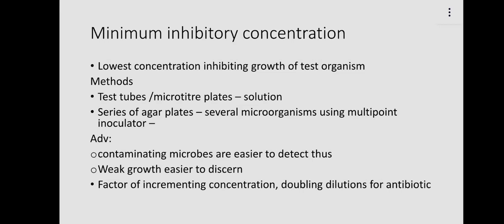Another practical aspect of carrying out the tests is that the subsequent concentrations are usually doubled. So that if you start with 1 microgram per ml, you go to 2 micrograms, then 4, then 8, etc. So that way, you're able to go over a wider range of concentrations using a much fewer number of tests to run.